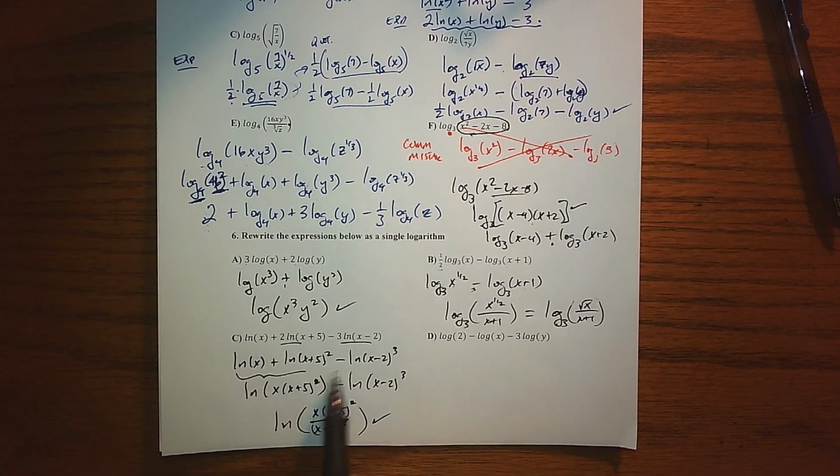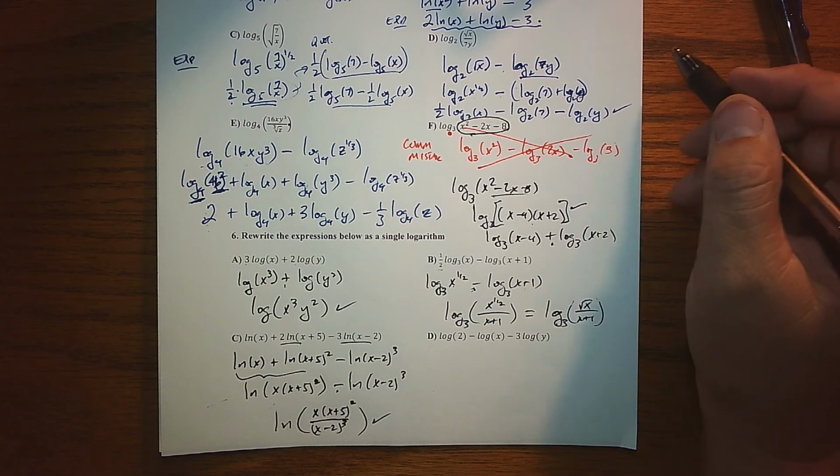So first, you kind of see a rhythm. We use the exponent first, and then we kind of move left to right. Right? Sums become products, differences become quotients. So we're essentially doing all this work in reverse.